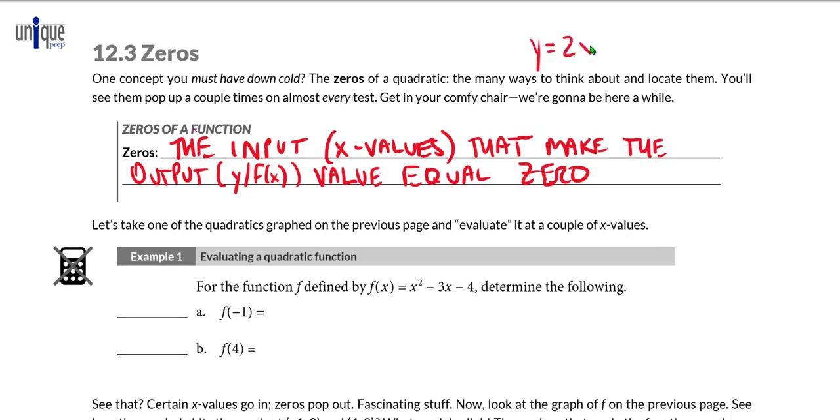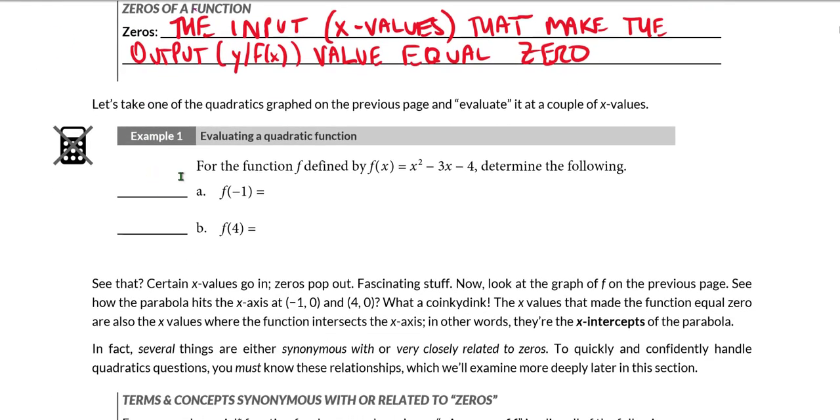If I write y equals 2x minus, let's say, 6, well, I can see that when x equals 3, the right side of the equation becomes 2 times 3, 2 times x, minus 6 equals 0. So 3, that input or x value, produces an output or y value of 0, and therefore 3, that x value, is a zero of this linear function. So again, that's all a zero is. It is an x value that makes the y value equal 0.